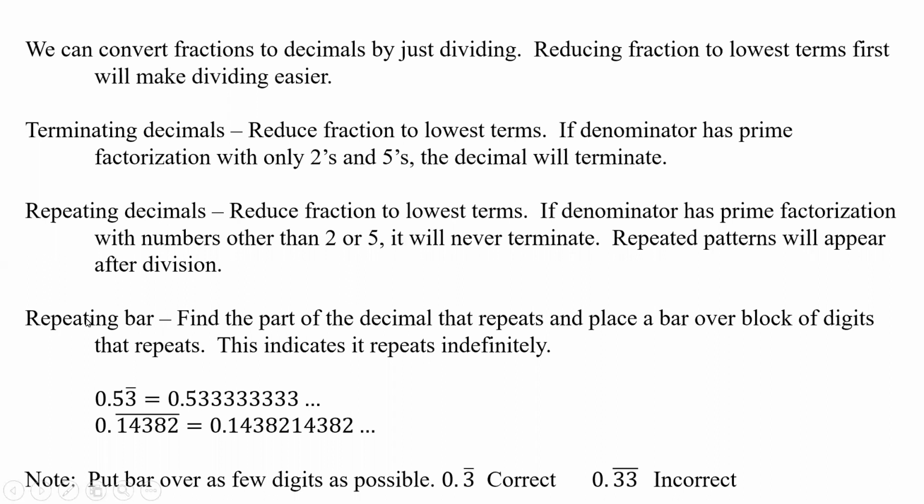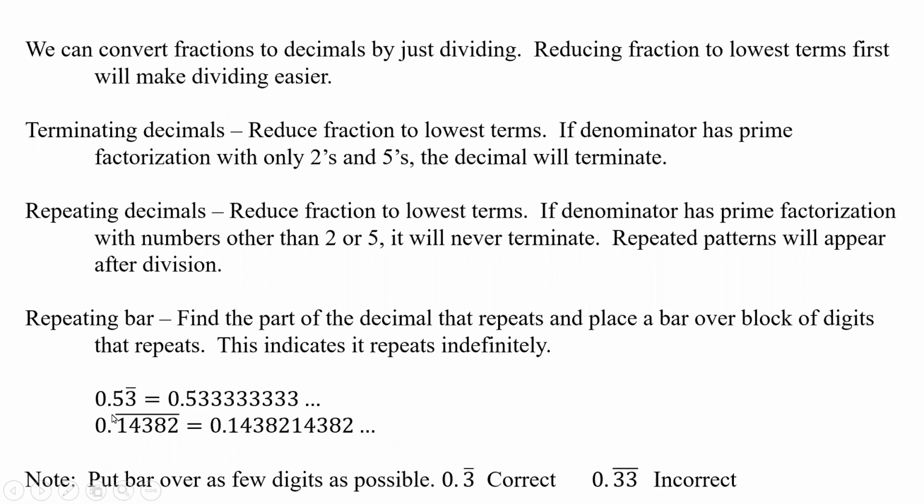Now, if it does repeat, we have a thing called the repeating bar. What we're going to do is find the part of the decimal that repeats and place the bar over the block of digits that repeats. And that just means it repeats indefinitely. So if we have 0.53 with that repeating bar, that means 0.5333333, and so on until forever. The 3 is repeating, so we put the bar over the 3.